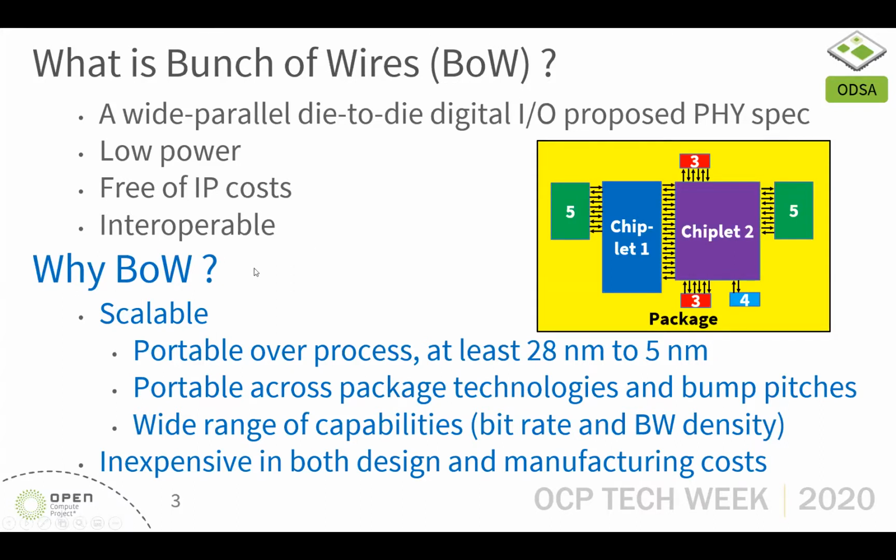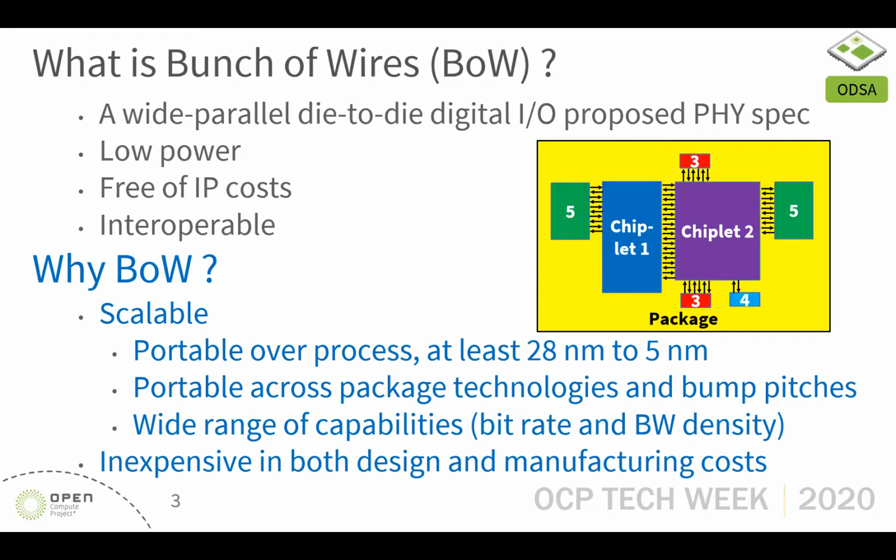What's different about bunch of wires? First is scalability. This will be scalable over process at least 28 to 5 nanometers, and you'll see that we've pushed that further. Next is portable across package technologies, and we see that this works in both organic laminate low-cost packages and in the higher cost interposer-like packages or similar technologies. And you end up with a lot of choices that give you different capabilities in terms of bit rate and resulting bandwidth density.